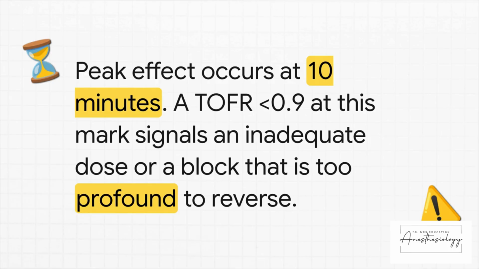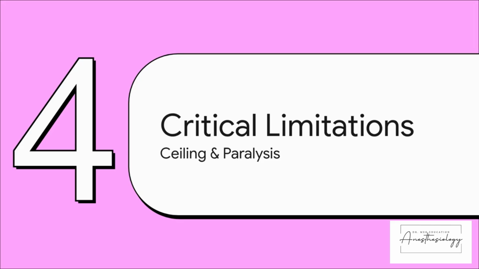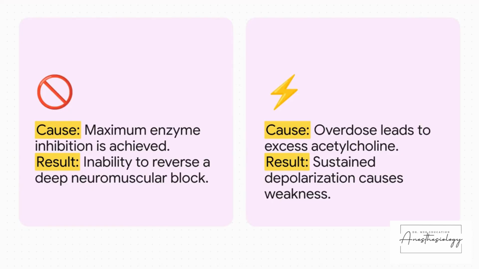Okay, let's talk about the tough stuff. Section 4 covers the critical limitations of neostigmine. Understanding the ceiling effect and the danger of paradoxical paralysis is absolutely imperative for any practitioner. It's really important to distinguish between these two phenomena. On one side, you have the ceiling effect. This is when you've already inhibited all the acetylcholinesterase you possibly can. Giving more neostigmine does nothing. It's why you can't reverse a deep block.